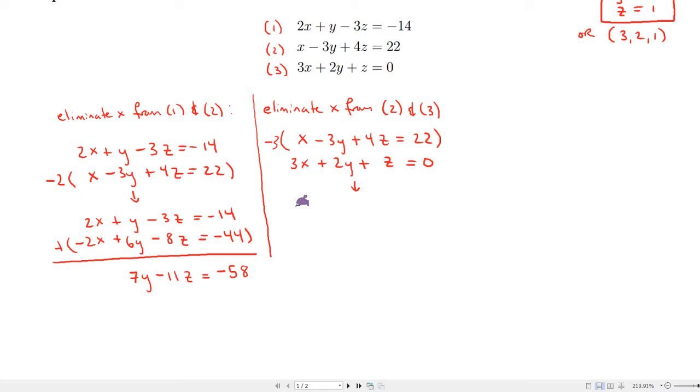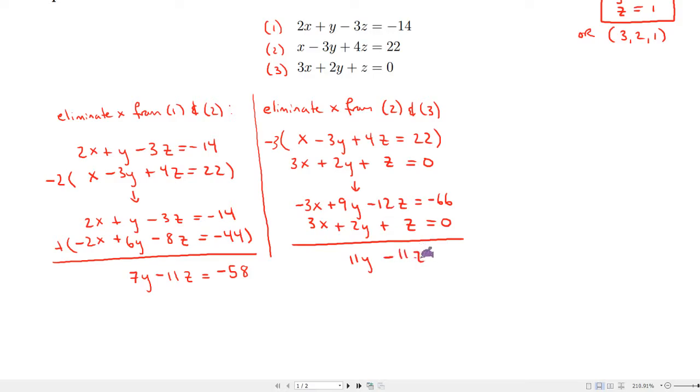So what would we get then? So we'll have negative 3x, and then we'll have plus, so distributing the negative 3, we'll have plus 9y minus 12z, and that'll be equal to negative 66. And the second equation stays the same. And now we can just add these. So the x's will go away. We'll have 0x, but then we'll have 11y, and then we'll have minus 11z is equal to negative 66. And now we have two equations that only involve y and z.